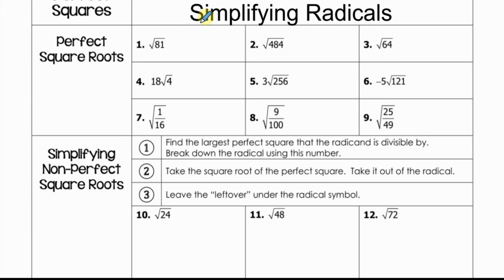Hello, everyone. Welcome to Simplifying Radicals. So we're going to be doing square roots and cube roots.